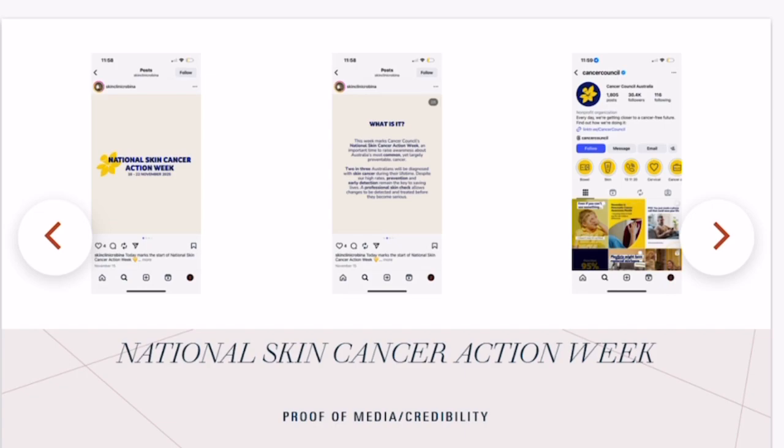So here's some proof of media credibility. You can see I took screenshots from their Instagram pages. Have a clear understanding of population risk, which you can see if you look in on these posts.